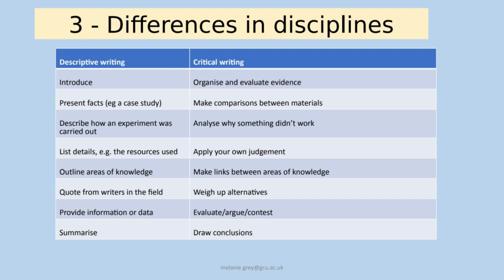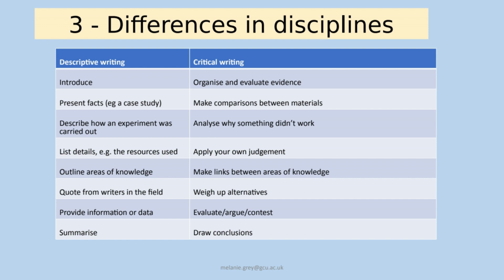So when you're critically reading and you're critically writing, you are looking for evidence in the form of secondary sources which supports what you say, and you will have different authors saying different things, and you'll be possibly comparing and contrasting them, looking at their shortcomings, etc. You'll be making comparisons between materials. You'll be looking at why something didn't work. You'll be applying your own judgment.